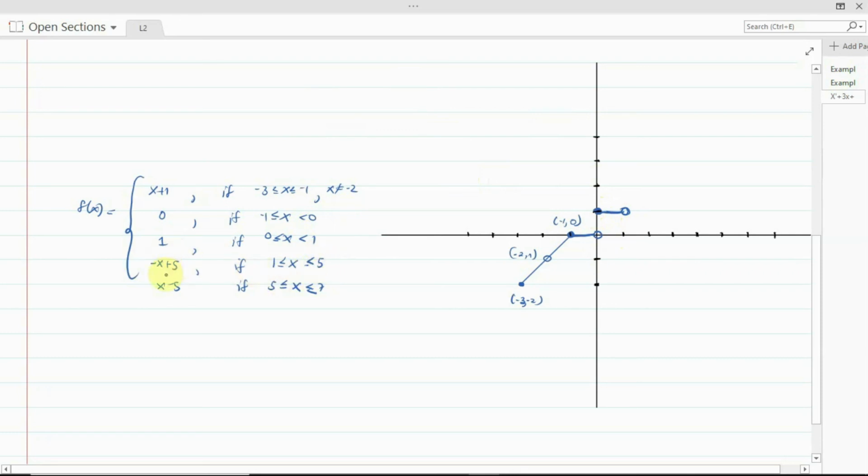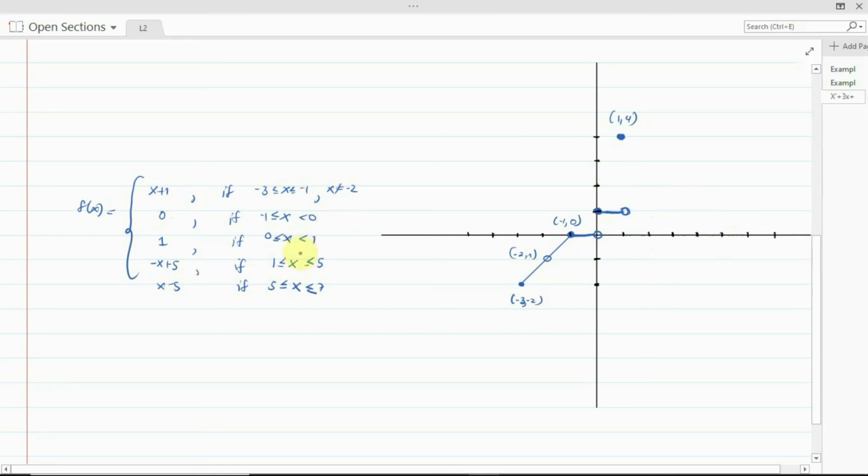How do we get the graph of this? Let's again get 2 points, just the endpoints. So, when x is 1, what is our function value? It's negative 1 plus 5. So, you have 1, 4. You have this point, and this is filled. And what else? When x is 5, what you'll have is negative 5 plus 5 or 0. So, you have the point 5, 0. Here, 5, 0. But this is hollow, right?